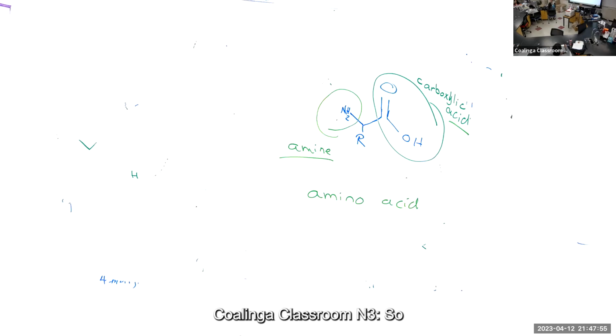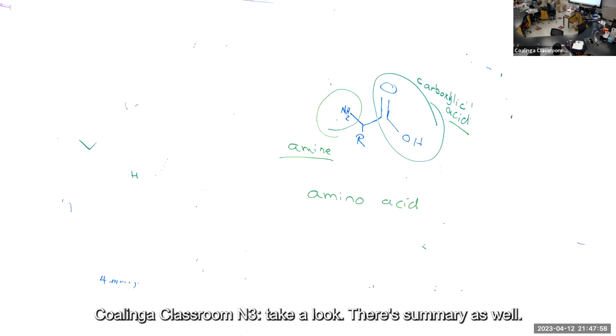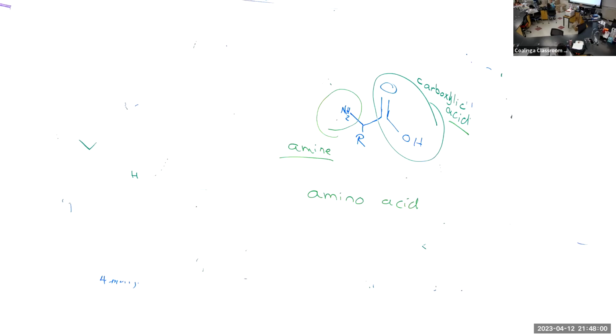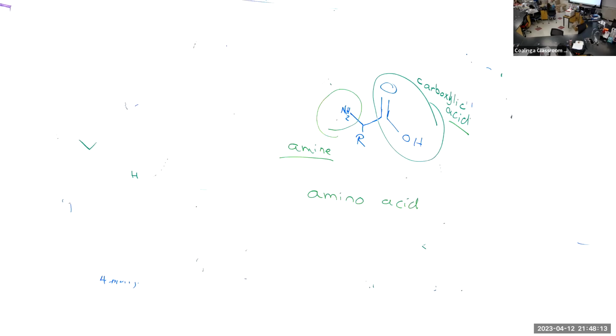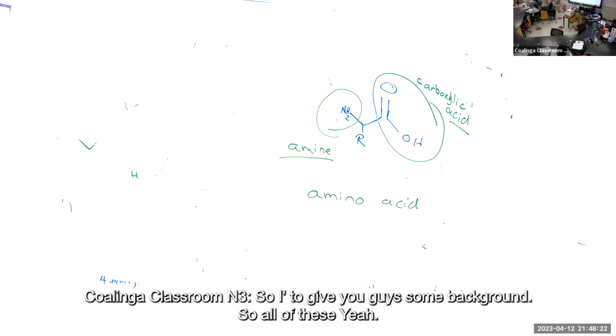Okay, so if you take a look, there's a summary. Those are all of them that we've gone over. I've gone over most of them. There are more functional groups, but these are the main ones that you guys are going to encounter, either in your body or on your soap bottles. So I tried to give you guys some background to all of these.